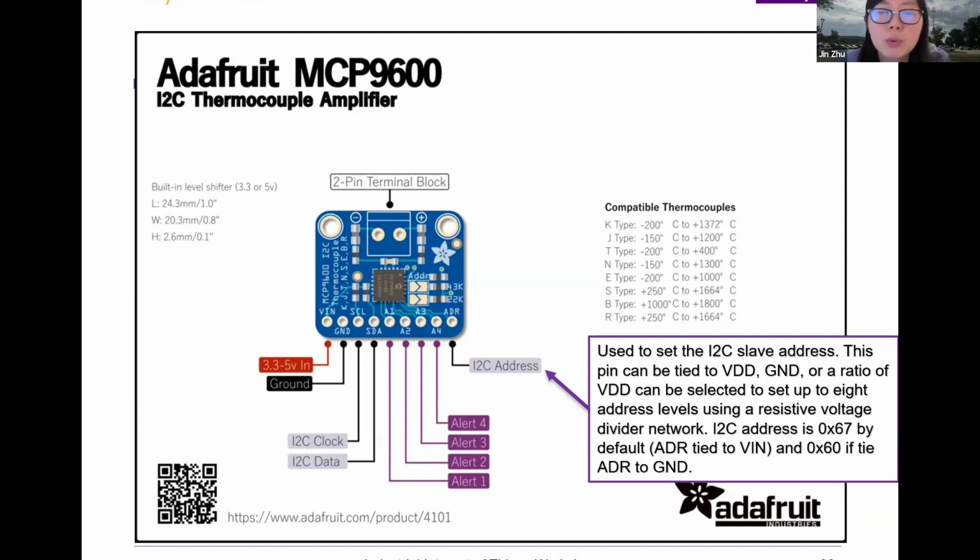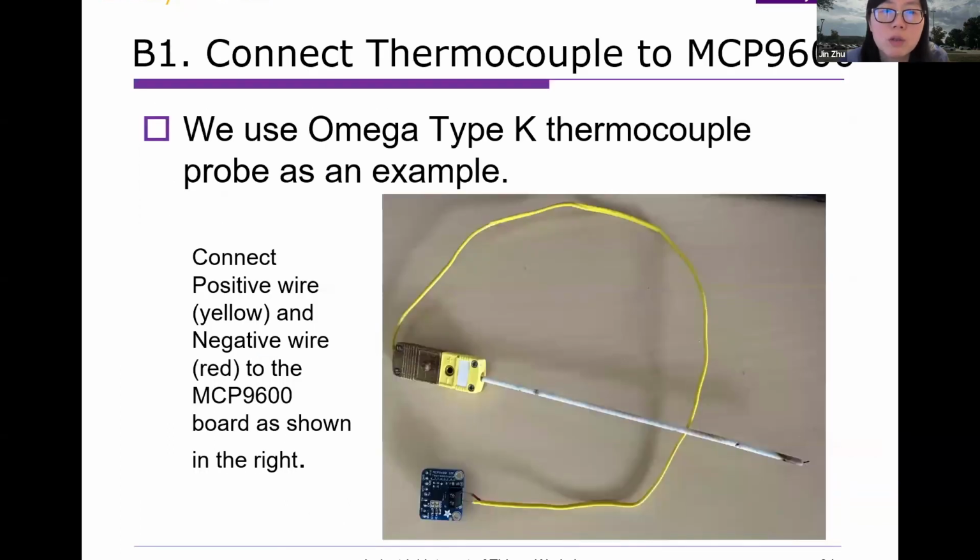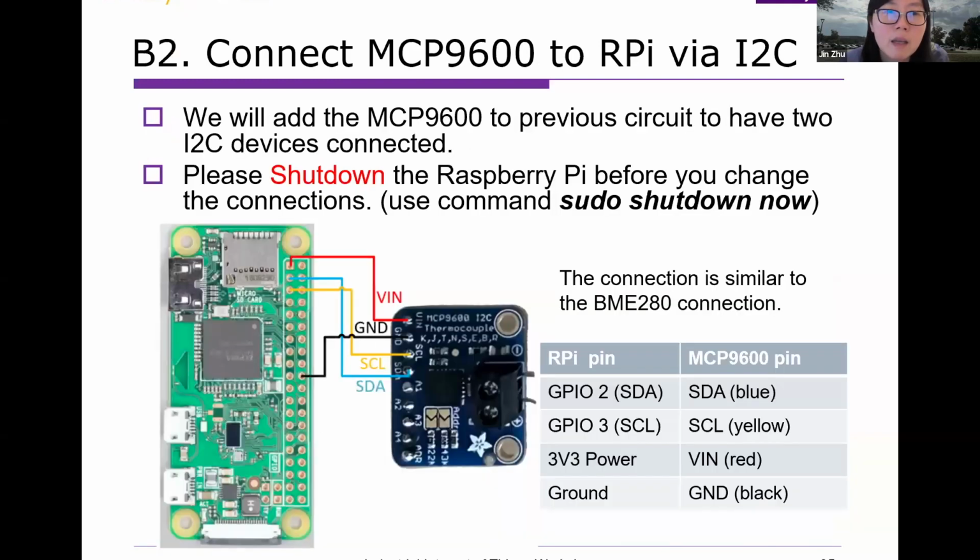You can choose multiple addresses to work with, which gives you 4 channels. So you can choose different addresses if you need to work with multiple thermocouples. Here I'm just showing one example, where I connect a thermocouple to the board. And similarly, I can use the same connection.